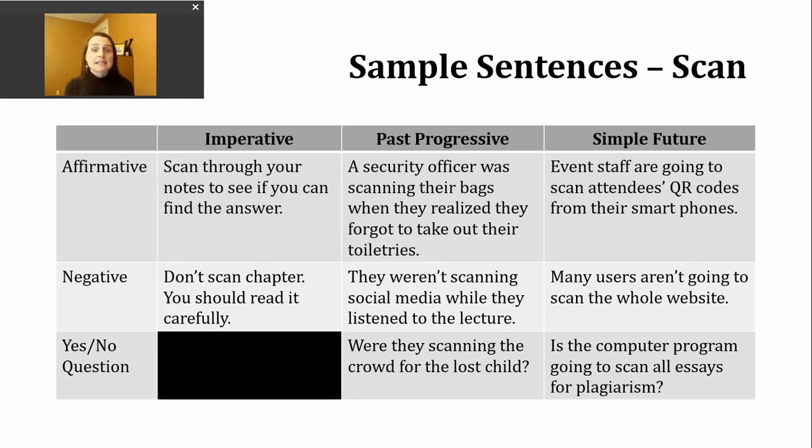Today, we're going to make sentences in the imperative, the past progressive, and the simple future. Let's start with the imperative. You might also know this as a command, right? We're telling someone to do something. What is unique about the imperative is that we don't have a stated subject. The subject is implied, and it's either you singular or you plural.